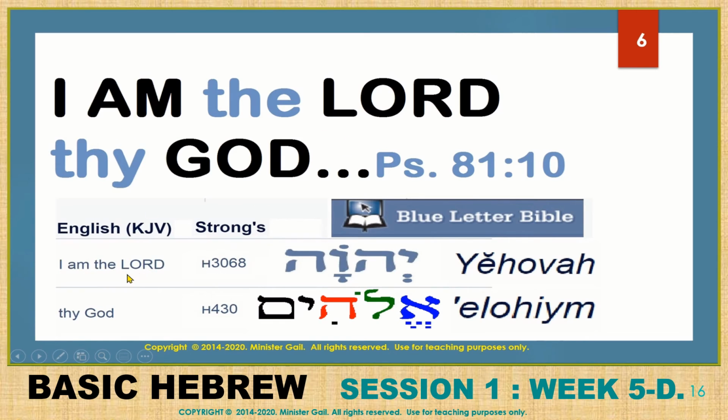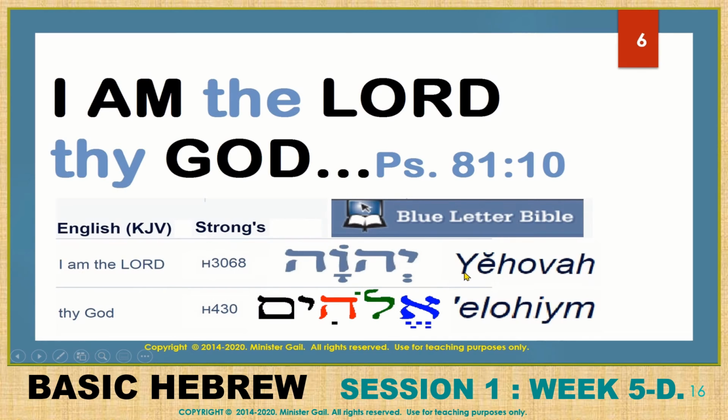So when you look up capital L-O-R-D, it is always H3068 for Jehovah. I am the Lord. That was his name in the Old Testament. Thy God. This one will have many different Hebrew words for the word God. You have to look them up in the Strong's Concordance. The capital G-O, small O-D is Elohim, H430. So first we'll look at the I am the Lord, H3068.